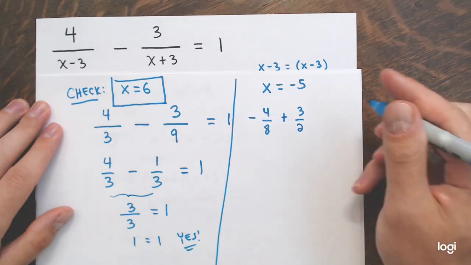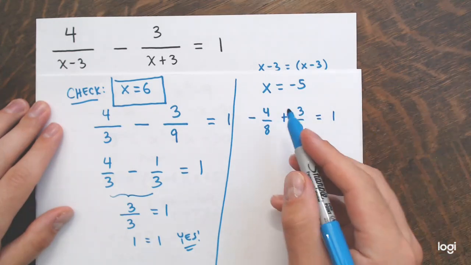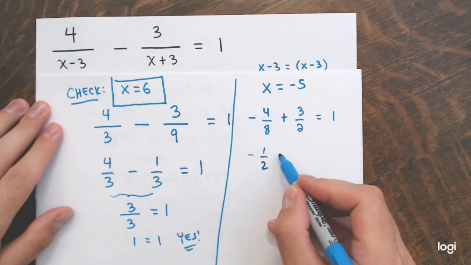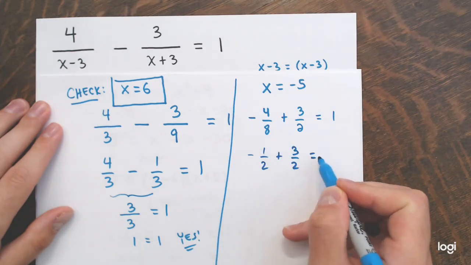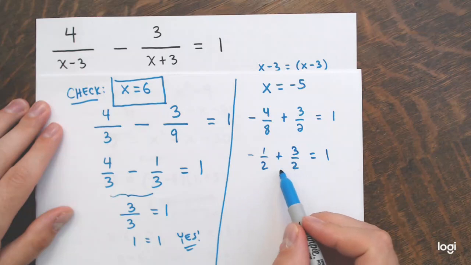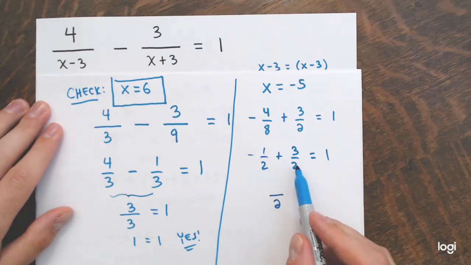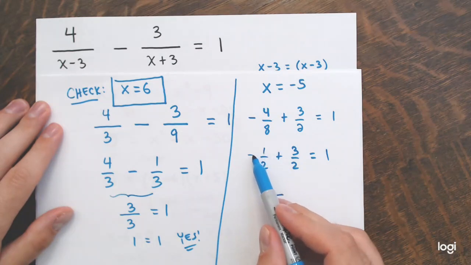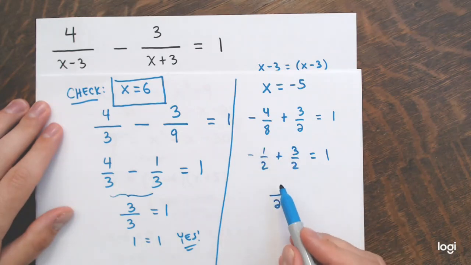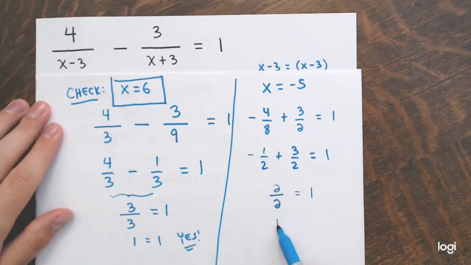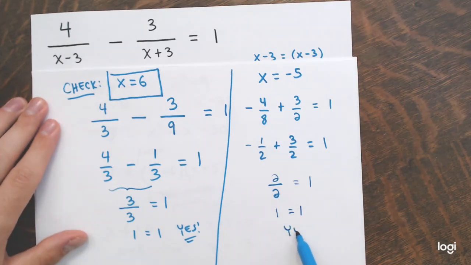Alright, and is this equal to 1? Now 4/8 reduces to 1/2, so that's negative 1/2 plus 3/2 equals 1. And these have a common denominator now, so I can actually add these, and that denominator will stick around. So 2 in the denominator. And the numerator is going to be negative 1 plus 3. Negative 1 plus 3 is 2. And indeed, yes, 2 divided by 2 is 1. You get 1 equals 1.